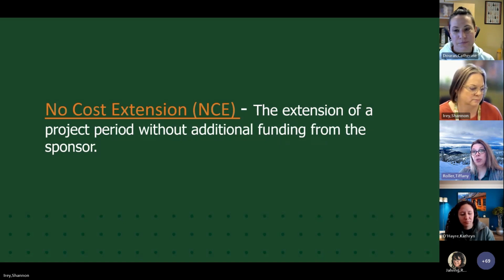If you hear from your principal investigator that they're thinking about needing an extension, let's have that conversation early. Some sponsors need to have that request in 45 days or more before the end of the project period. For some, it's 90 days. For some, it's 30 days. It's different depending on sponsor. So let's make sure that we're figuring out what that timeline is as soon as you know that you might need an extension.